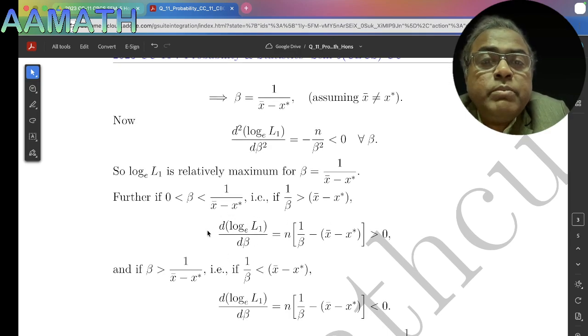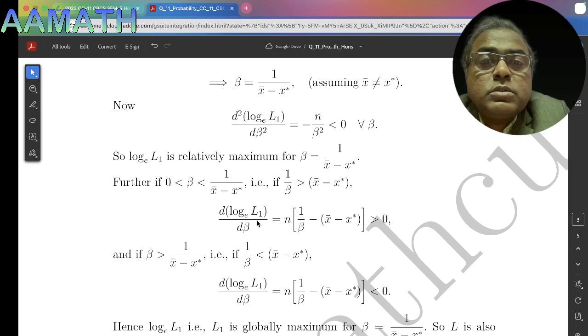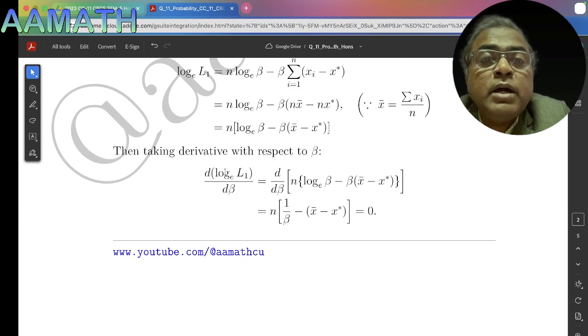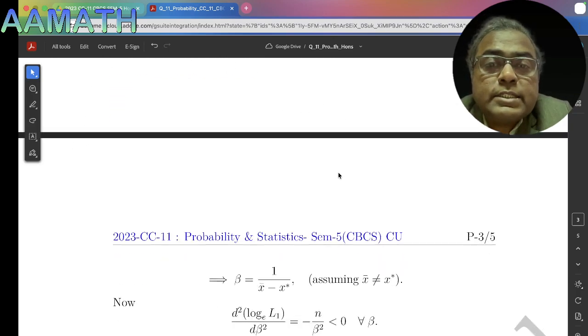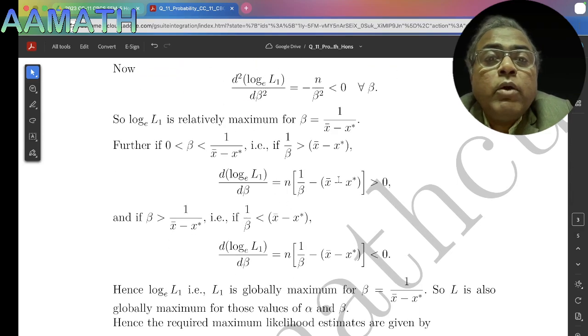So first derivative is positive. This means this d/dβ of log L1 is this: n into (1/β minus x̄ minus x*). So when 1/β is greater than x̄ minus x*, obviously this quantity is greater than 0. This is the derivative.